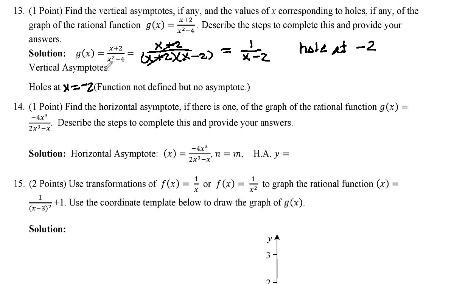And then our vertical asymptote is going to be at the 0 for the denominator. When the ratio is a number divided by 0, then that ratio goes to infinity. So x minus 2 equals 0 implies that x equals 2 is our vertical asymptote.